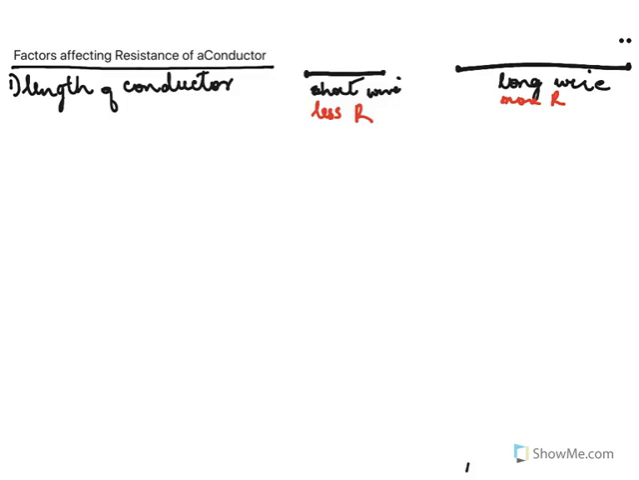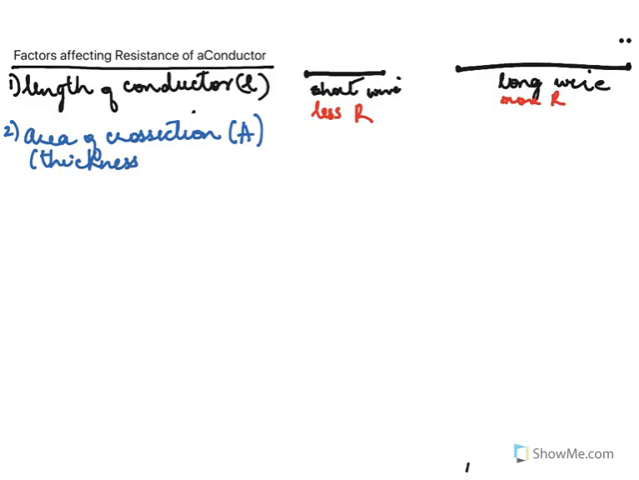The second is the area of cross section, A. What do you mean by area of cross section? It is the thickness of the wire. Like in this case here, this would be a thin wire, while here we could say this is a thicker wire. Area of cross section is more here. Here the area of cross section is less.